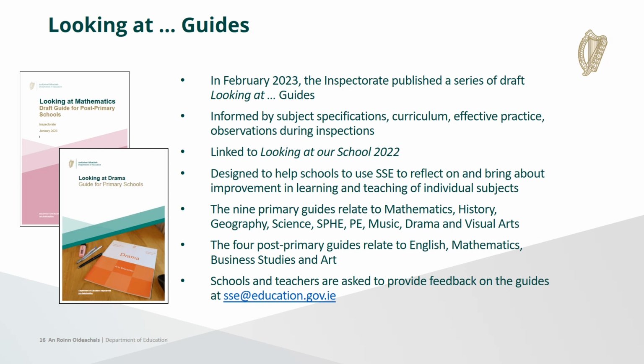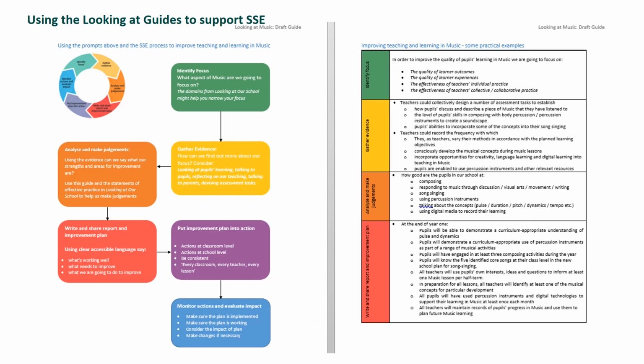It is our intention to take feedback from schools on the usefulness of these documents and to review and update the documents based on this feedback. Plans are in place to develop additional documents covering other subject areas. You will find the documents on the SSE page of the gov.ie website. Feedback on the documents can be sent to sse@education.gov.ie. Here is a snapshot of a section of one of the Looking At documents, which takes you through the 6 steps of the SSE process in an exemplar related to an individual subject area.